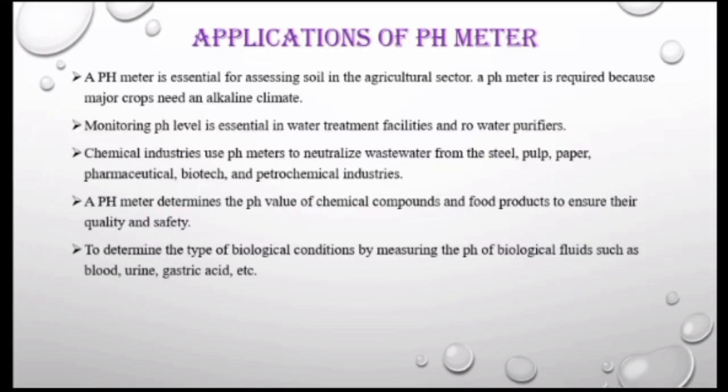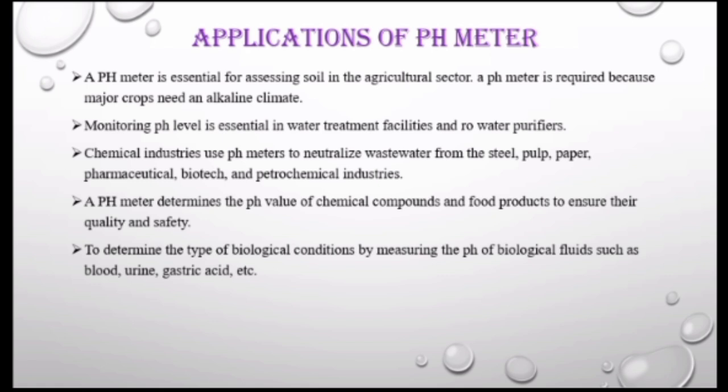Now we can see the various applications of a pH meter. The pH meter is used in the agricultural sector because the soil pH is important for the growth of the crops. Monitoring pH level is essential in water treatment facilities and raw water purifiers. Chemical industries use pH meter to neutralize wastewater from steel, pulp, paper, etc. A pH meter determines the pH value of chemical compounds and food products to ensure their quality and safety.